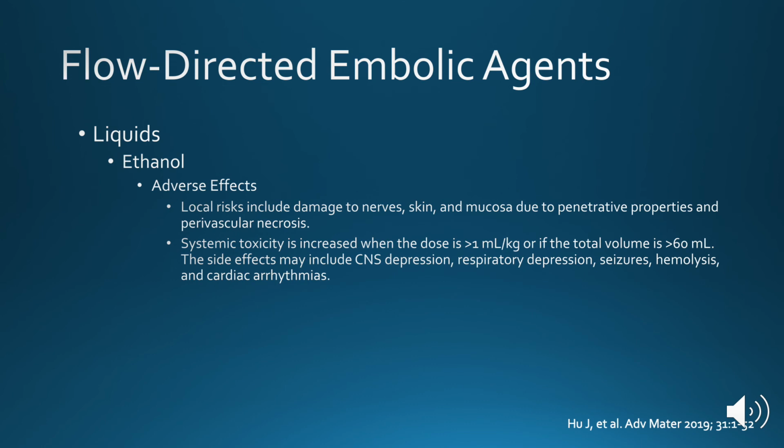There are risks to the use of ethanol. The local risks include damage to nerves, skin, and mucosa due to its penetrative properties and the perivascular necrosis I described before. And systemic toxicity is increased when the dose is greater than 1 cc per kilogram, or if the total volume is greater than 60 milliliters. The side effects can include CNS depression, respiratory depression, seizures, hemolysis, and cardiac arrhythmias.